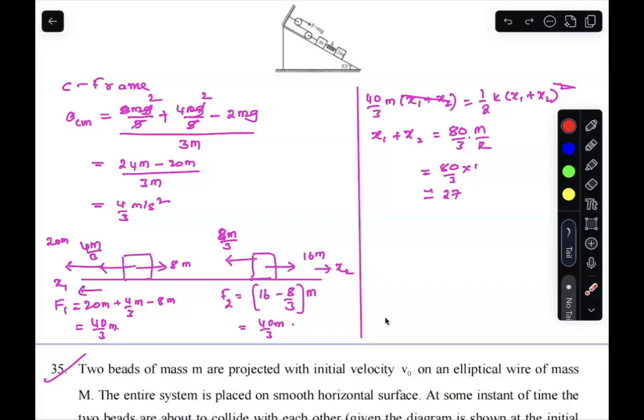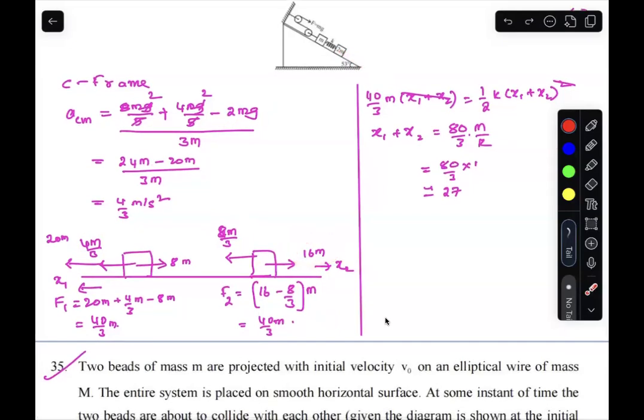In C frame, each block will experience a pseudo force: 4m by 3 for m mass, and 8m by 3 for 2m mass. This is m mass and this is a 2m mass. Apart from this, weight 8mg by 5, that is 16m. Similarly, 4mg by 5, that is 8m. This is the down the inclined plane direction. Upward, you have again this 2mg force. 2mg means 20m.